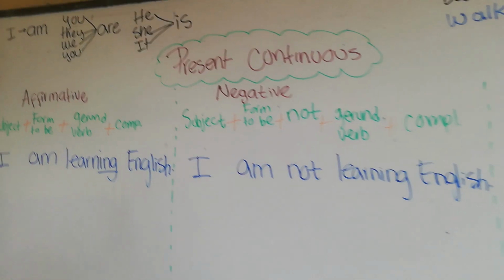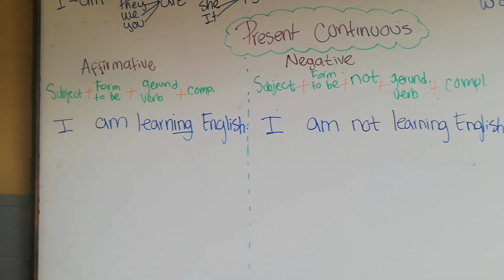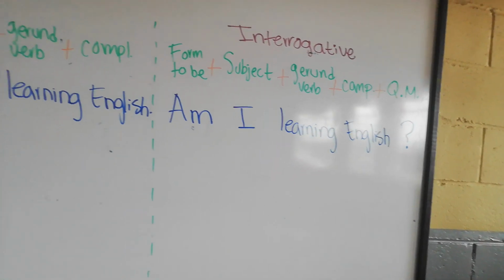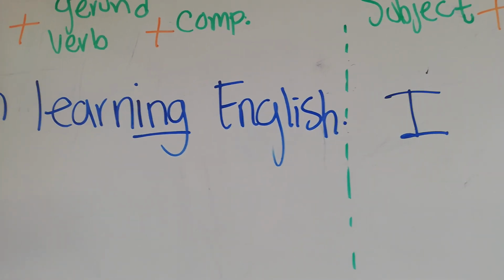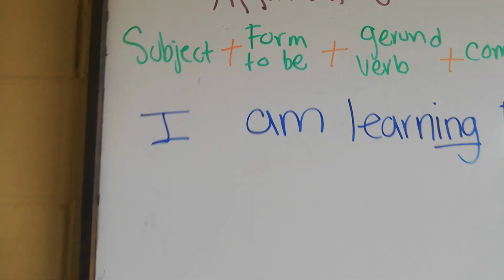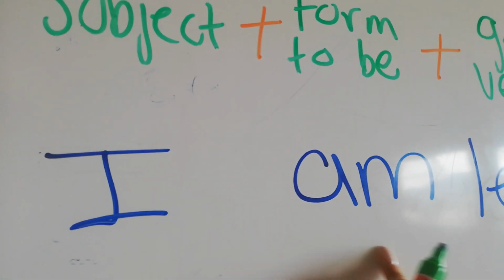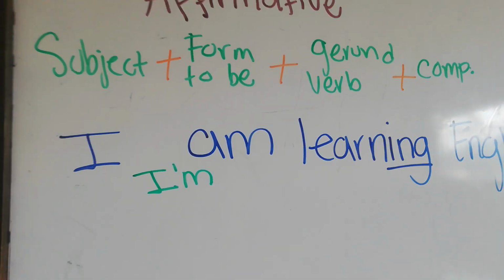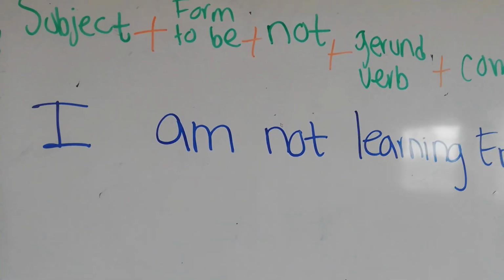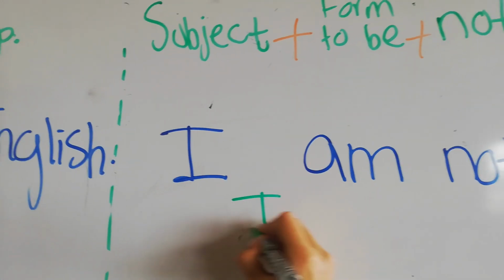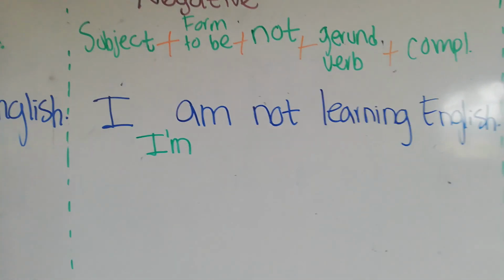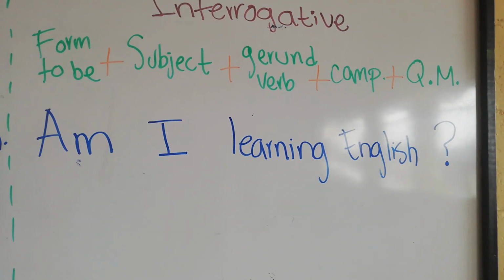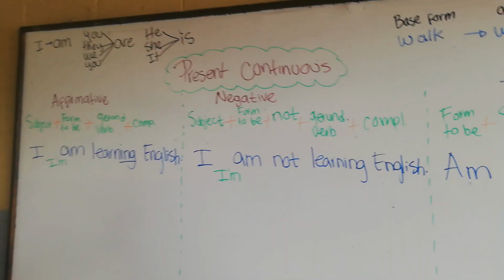Yes, of course. So you can see, I am learning English. I am not learning English. Am I learning English? Now, also we can use some contractions. For example, here, I can say, I'm learning English. Here also I can use a contraction. I'm not learning English. And in the case of the interrogative, we cannot use a contraction. Do you have it clear?